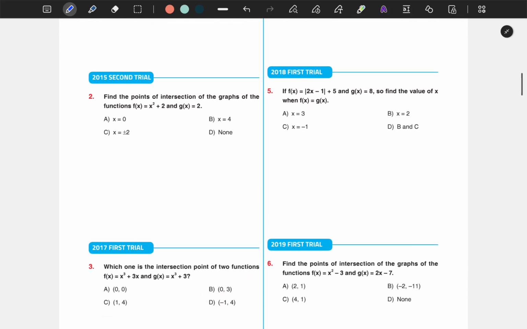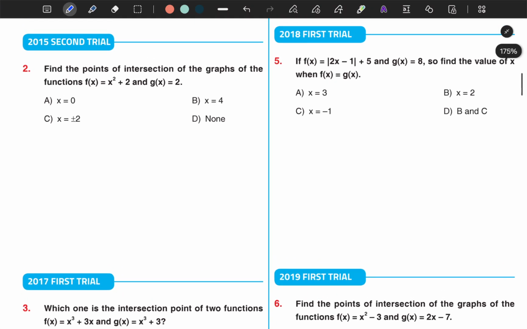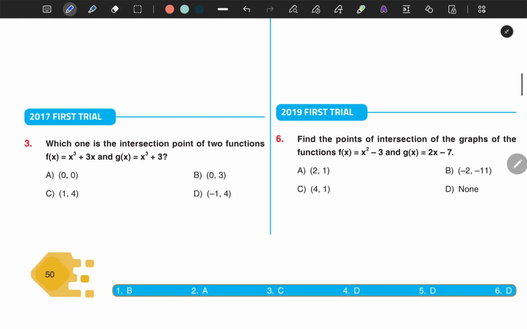Find point of intersection, question number 2. Let me just find the point of intersection of the graph, the function. Okay, it's very easy. Look, x squared plus 2x is equal to 2x. Look, those are cancelled. x squared equal to 0. x equal to what? 0. That's it. Just one step.